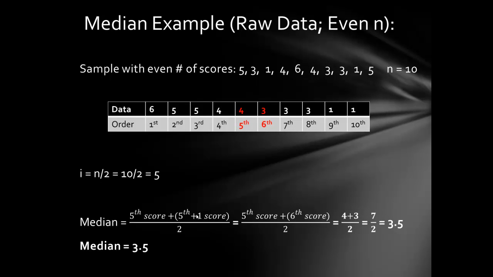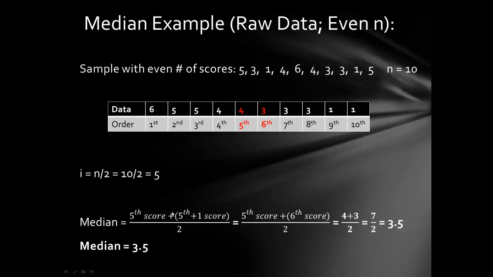Here's an example with more raw data, but I added a score to it so that now we have a sample size of 10, which is an even number. So we use the median index, n divided by 2. 10 divided by 2 is 5. So we need to look for the 5th and the 6th scores in the data set and find the average of those. So here's the ith score.